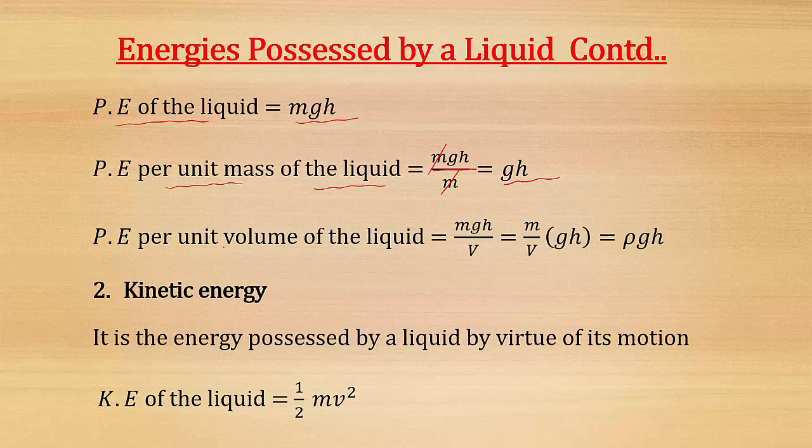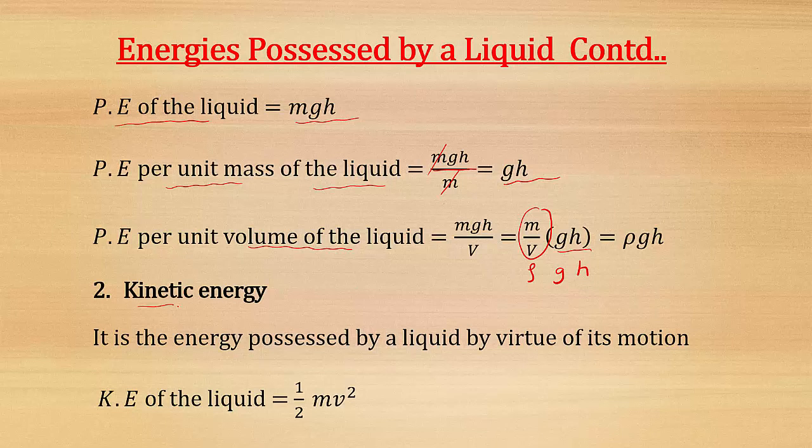Then potential energy per unit volume of the liquid. Unit volume means divided by V. So here we can write this equation as m by V, take outside gh. Instead of this we can write the equation as rho gh, because what is m by V? Mass per unit volume, rho. So rho gh.